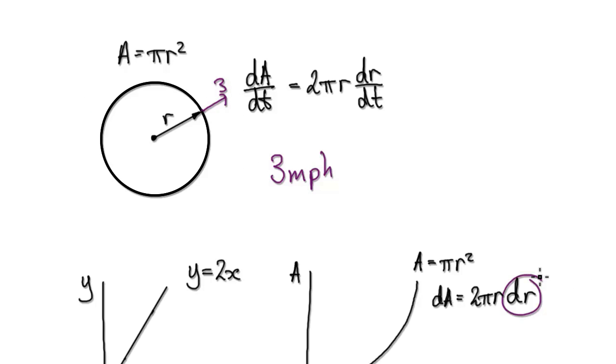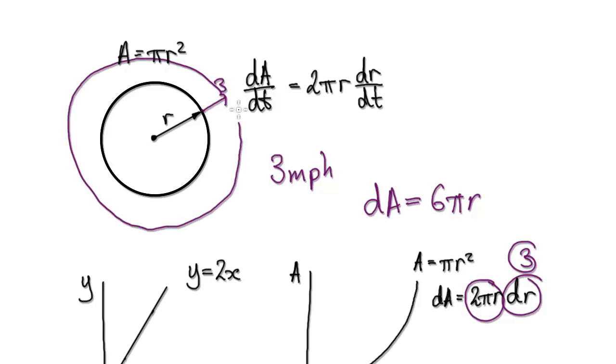So in this case, dr is 3. Combine it with this, so that will then give you 6 pi r. So the change in the area is this. So this is your change in the area here. But now we're talking about for every hour. So here still makes sense.